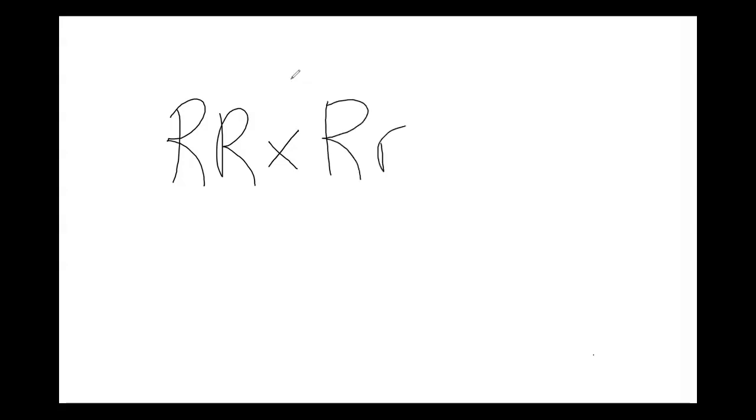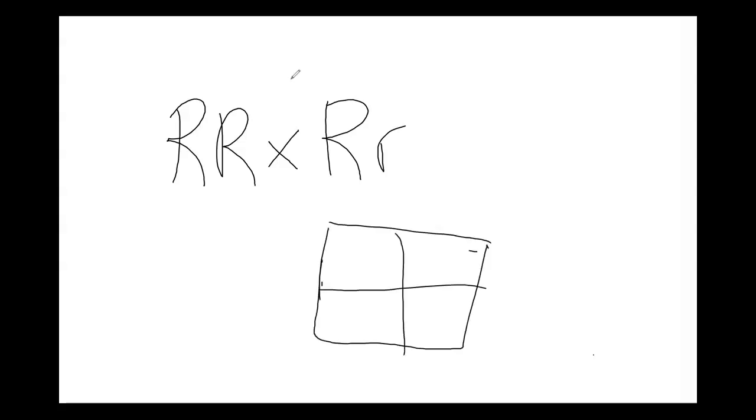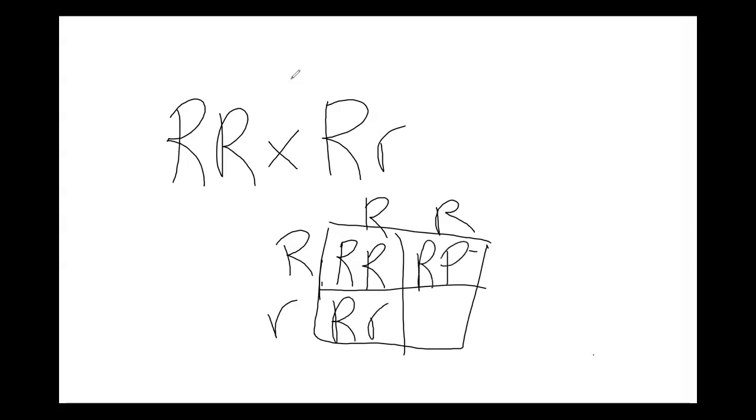So this is the next problem right here, big R, which is homozygous dominant, times big R, little r, which is heterozygous. I draw my Punnett square. I put my letters on top. Big R, big R, big R, little r. And then I fill in my boxes. Hopefully I'm not going too fast. Just kind of pause if you're like, wait, where'd she get that from? Just kind of pause.